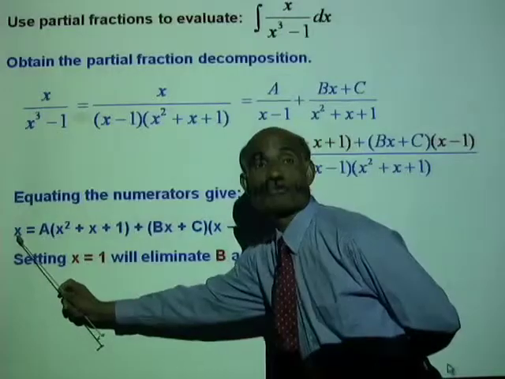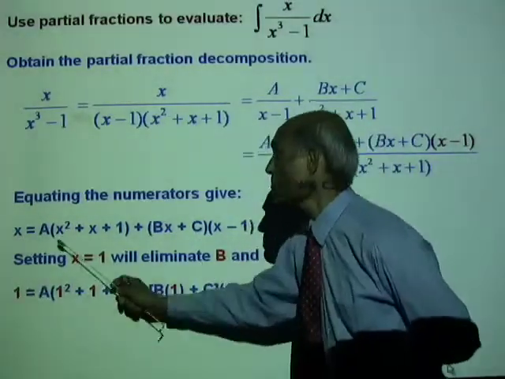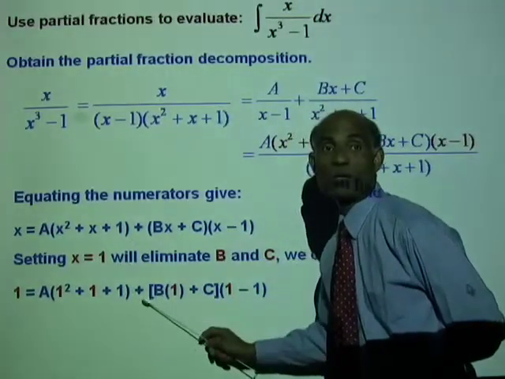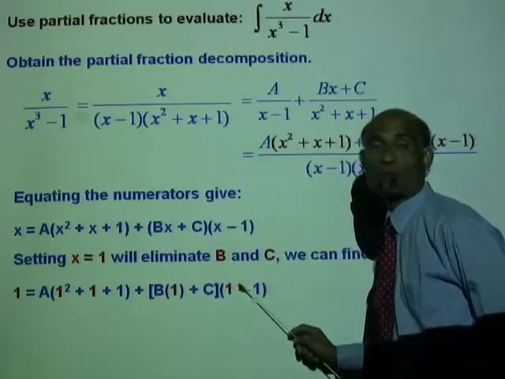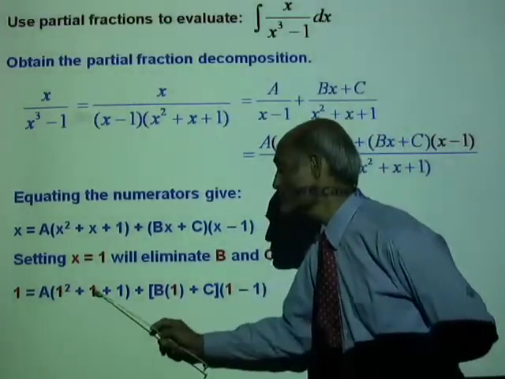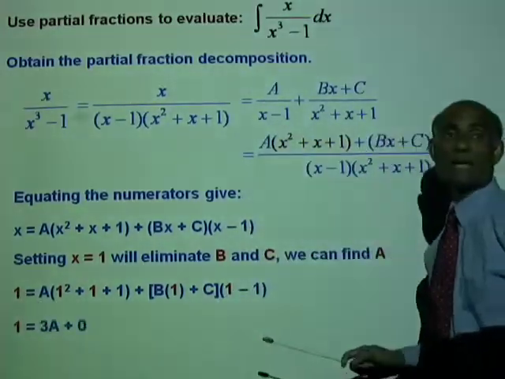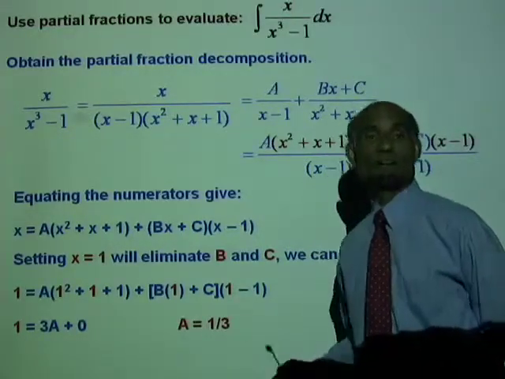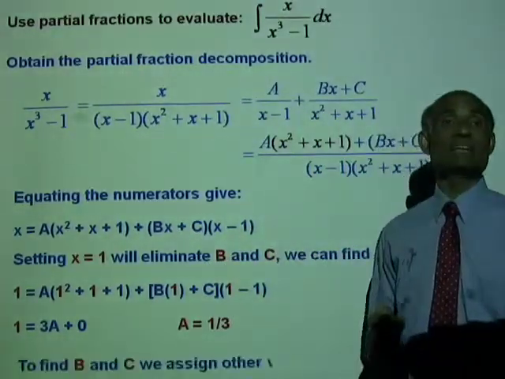All right, let's replace x by 1 in the identity. That will be 1 equal to a times 1 squared plus 1 plus 1, plus bx plus c, times 1 minus 1. That will eliminate this. And what is inside here is 1 plus 1 plus 1, 3. We get 1 equal to 3a. There you go. Or a equal to 1/3. So we found the value of a. Now we need to find b and c.